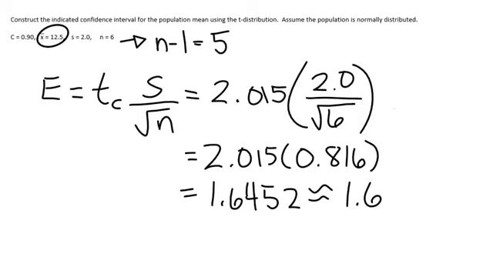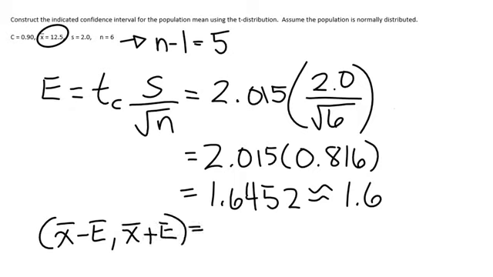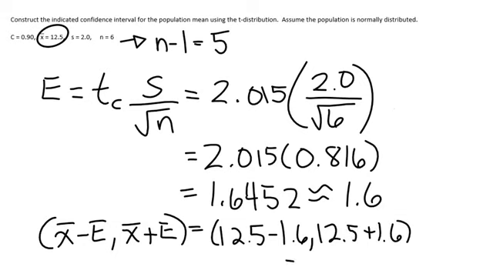Now to get the confidence interval, I'm going to take x bar minus the margin of error, x bar plus the margin of error. So this is going to yield 12.5 minus 1.6, 12.5 plus 1.6. And finally, that would yield the confidence interval of 10.9, 14.1.